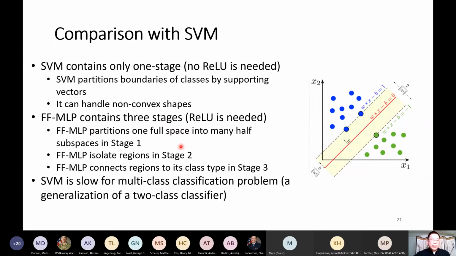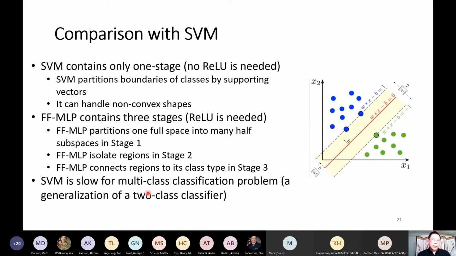So I think the one advantage, because it is multi-stage, you need a ReLU. And one advantage of the FIT4 MLP is you can do multi-class classification much more easily. SVM, when they do multi-class, they have to do one versus one, or one versus the rest, those kinds of competition. But with the FIT4 MLP, you can just go through the layers and then eventually go to multiple classes. So there is a simpler procedure to do the multi-class classification.